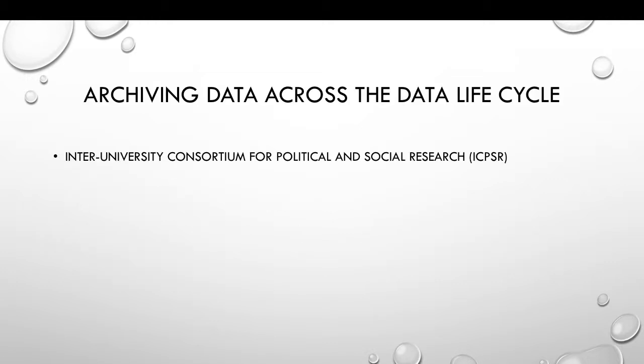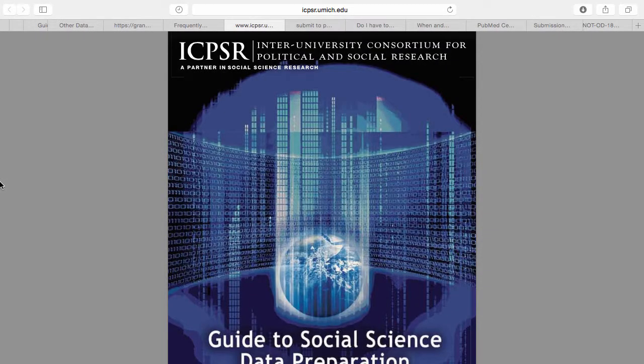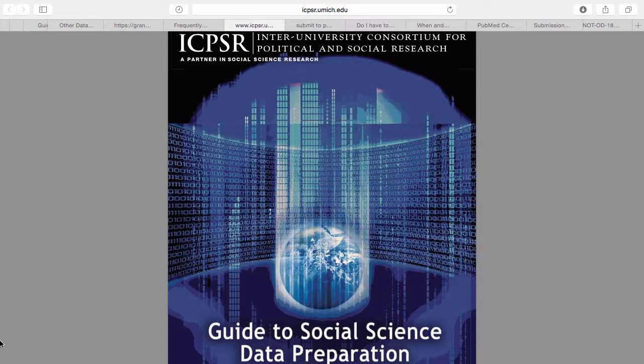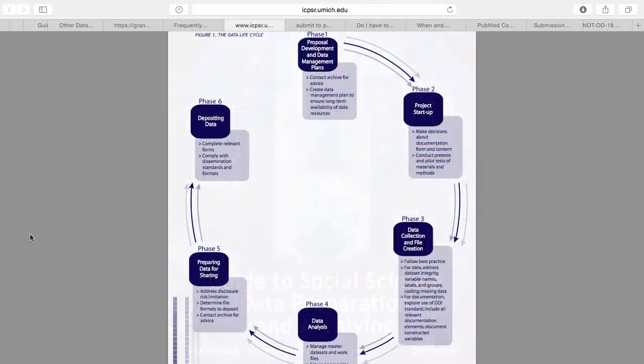When preparing a data sharing plan, it is important for researchers to consider the data documentation necessary at each stage of the data lifecycle. A resource highlighted by the NIH is the Inter-University Consortium for Political and Social Research, or ICPSR. ICPSR has prepared a data preservation and archiving guide, which contains useful information that can be used when creating the data sharing plan required by the NIH.